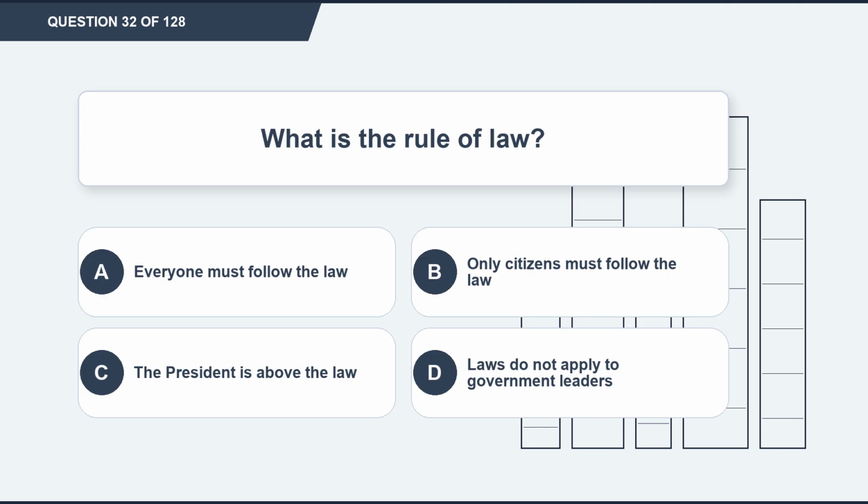Question 32. What is the rule of law? Option A. Everyone must follow the law. Option B. Only citizens must follow the law. Option C. The president is above the law. Option D. Laws do not apply to government leaders.